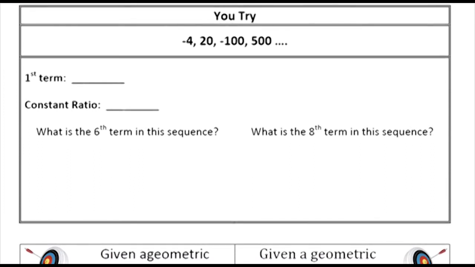First term is negative 4. Constant ratio is negative 5. The 6th term in the sequence should have come out to be 12,500. Again, you can end up with particularly large terms. Even bigger, the 8th term is 312,500.